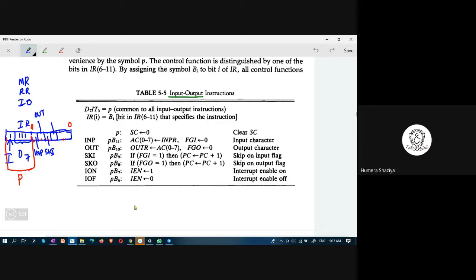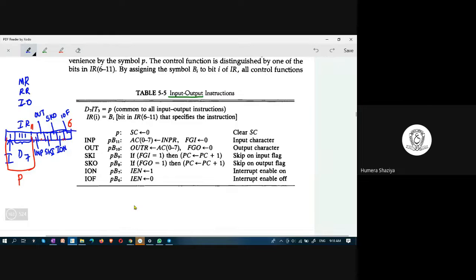Then eighth instruction is SKO, which is skip on output flag. Seventh bit denotes which instruction? ION, which is interrupt enable on. This is interrupt enable on. And sixth bit is IOF. This is IOF, interrupt enable off.